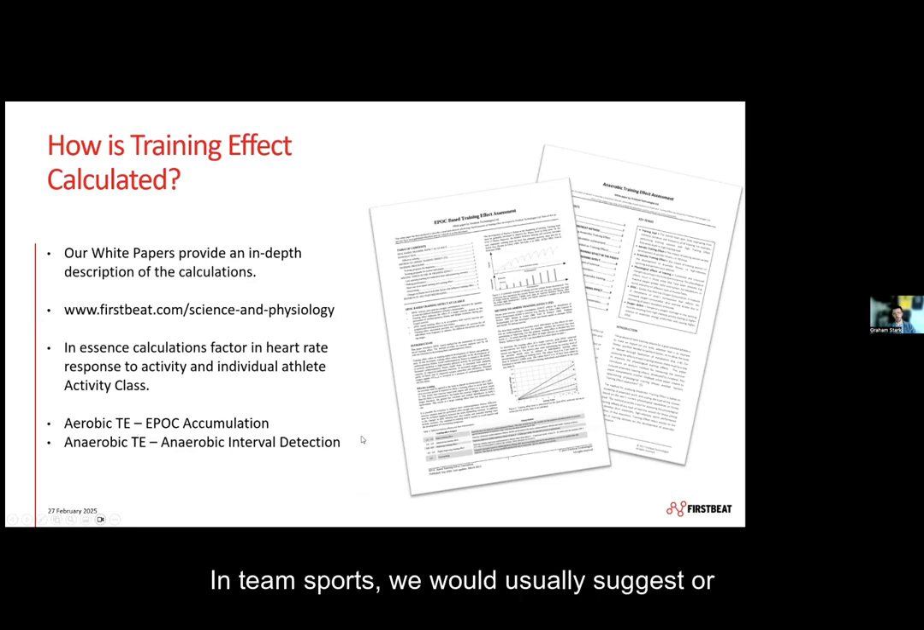In team sports, we would usually guide that you set everyone within your team the same, unless you've got real reasons to differentiate anyone. Although there will be individual differences within the group, in the bigger picture they're relatively homogenous and will all be more or less the same standard and class of athlete. In brief, the aerobic variant is based on epoch accumulation, and the anaerobic uses interval detection. I'll go into a little more on the factors of those in subsequent slides.